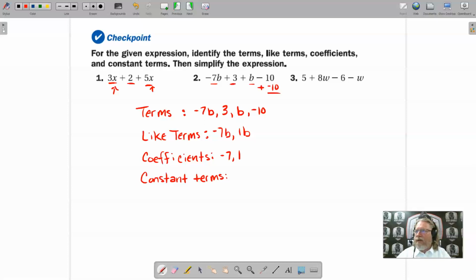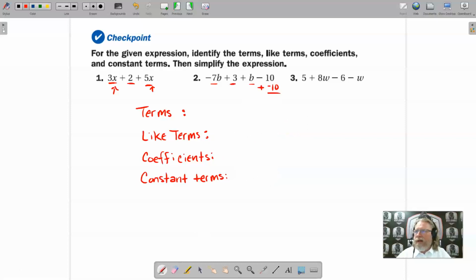Oh, like terms. We got a couple more like terms, right? 3 and negative 10 are also like terms because they are constants. And then what are our constant terms? Our constant terms are 3 and negative 10. And we'll go ahead and do this last one over here. Number 3, it looks like.